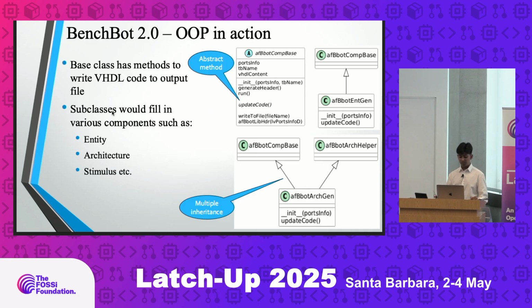We can see here in our top left is our abstract base class, AFB.comp base. This includes the abstract method update case. It has to be implemented by any of the subclasses, which ensures each subclass has its own way of generating VHDL code. Then on the top right, we have AFB.entgen, which is an example for entity definitions generation. And on the bottom, we have AFB.arggen, which is an example of multiple inheritance where we bring in architecture-specific logic from the one class and general common logic from the base class.